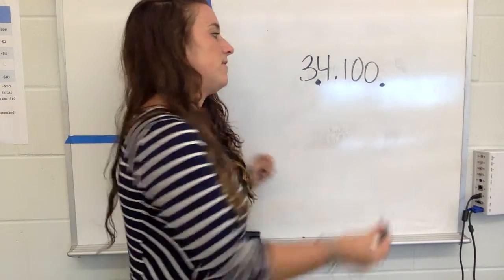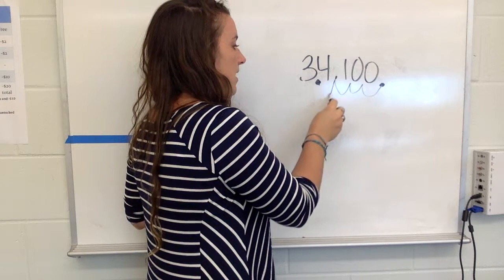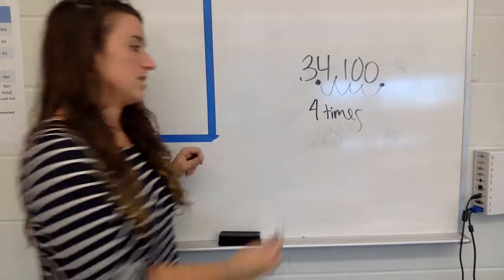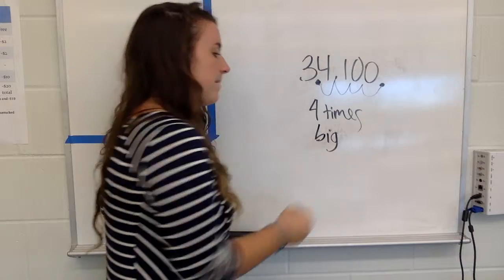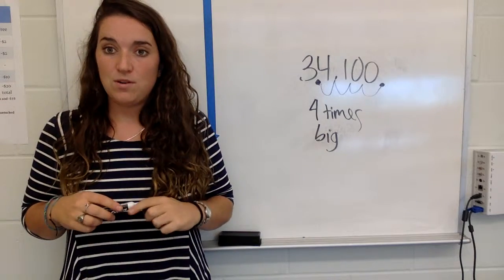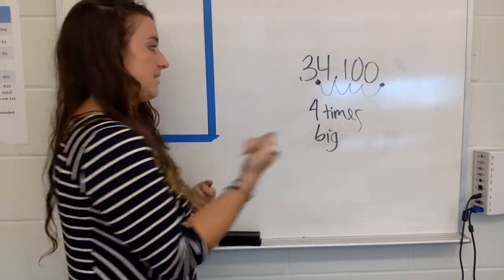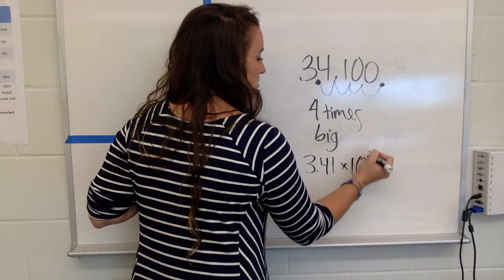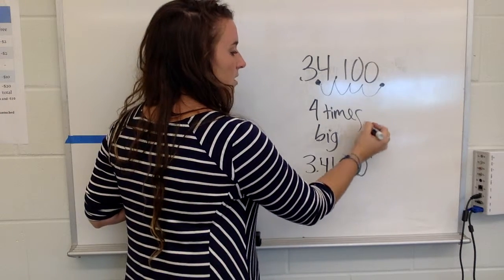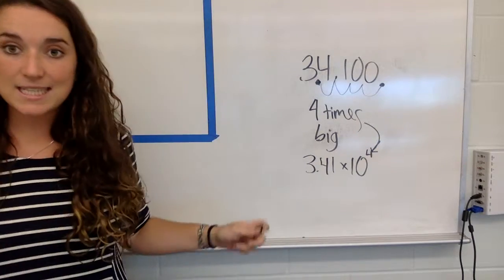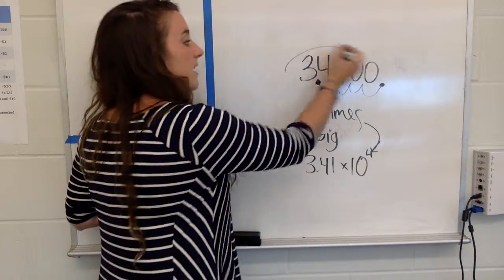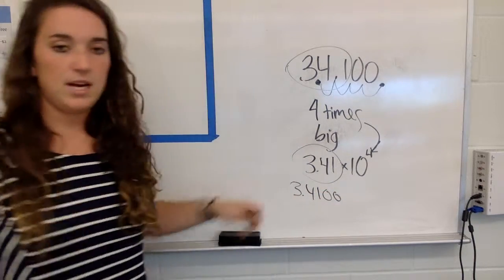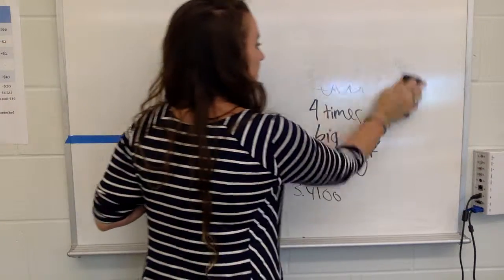So how many times do I have to move it to get there? 1, 2, 3, 4. I have to move it 4 times. Before we moved the decimal, was this number big or small? It was big. So is my exponent going to be positive or negative? When my number is big, my exponent is positive. So I have 3.41 times 10 to the 4th power. The 4 is the number of times it was moved. It is positive because it's a big number. And this right here is my front number. This is the same as 3.4100. Those are equal.